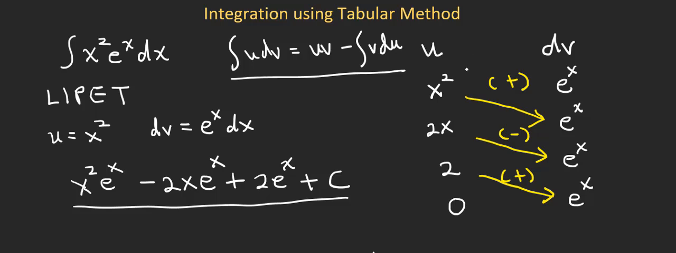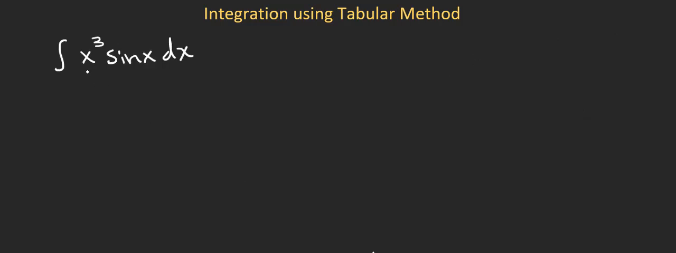Let me show you another example. So now you have the integral of x cubed sine x dx. What is your u going to be? x cubed. And dv is going to be sine x dx. So let's make a table, because we could use the tabular method: if you keep taking the derivative of x cubed, you will eventually end up with 0.